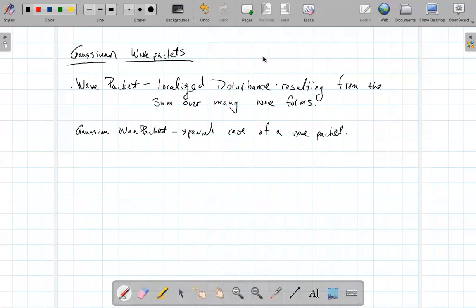Stuff and do the Fourier transforms over those, et cetera. So again, wave packets: any localized disturbance resulting from the sum over many different waveforms. A Gaussian wave packet is just a particular type of wave packet. So how familiar are you guys with Gaussian integrals?